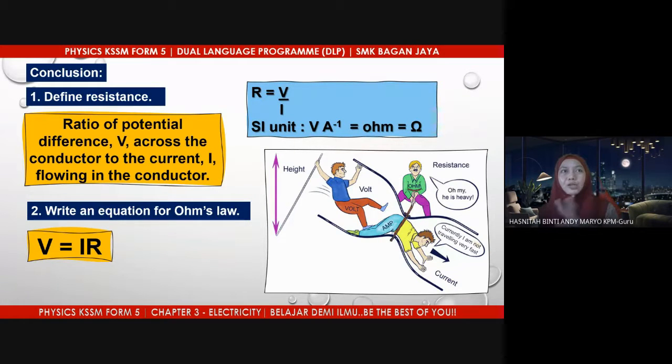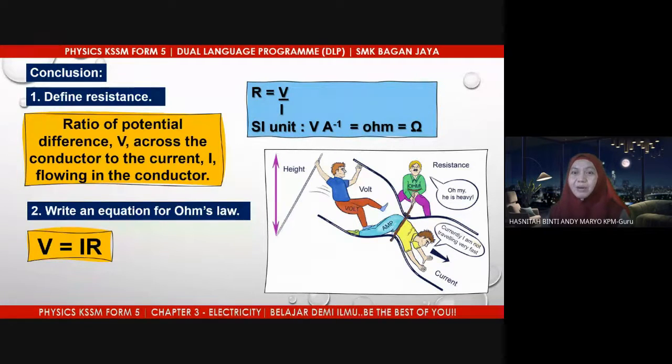Current is directly proportional to potential difference, provided that temperature and any other physical conditions are kept constant. The graph for an ohmic conductor is directly proportional, while the graph for a non-ohmic conductor shows a curve showing that V increases as I increases. Can you give one example of an ohmic conductor, students? Yes, very good, constantan wire. And one example of a non-ohmic conductor, which is filament, filament bulb.